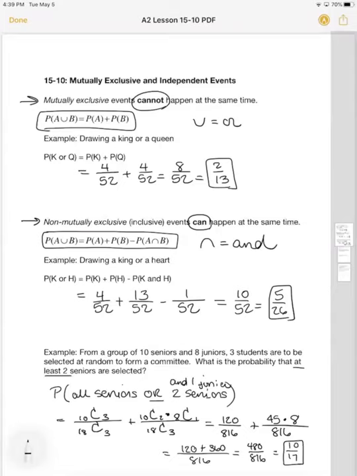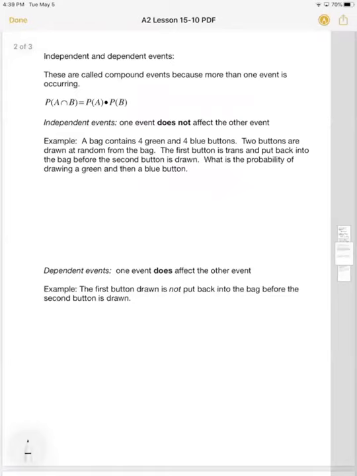Let's move on now to something different. We're going to talk about compound events. Compound events are events where more than one event is occurring. And there's 2 types. There's independent and dependent events. You'll be comfortable with this because you've had this before in 7th and 8th grade.